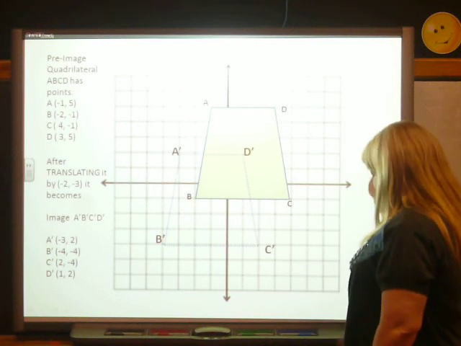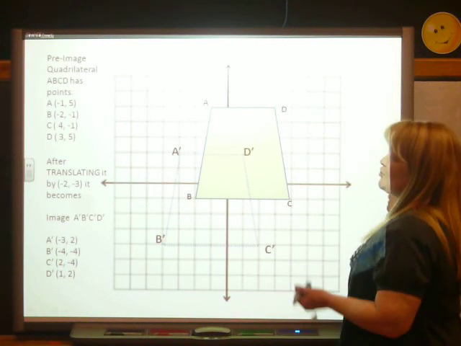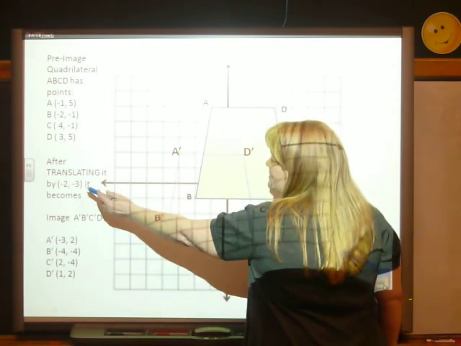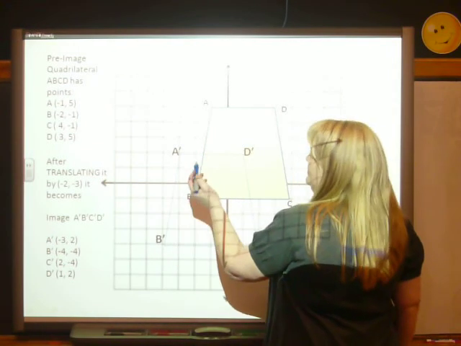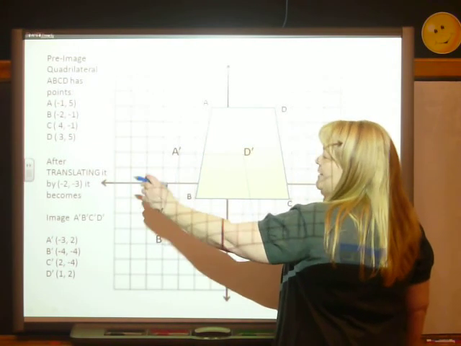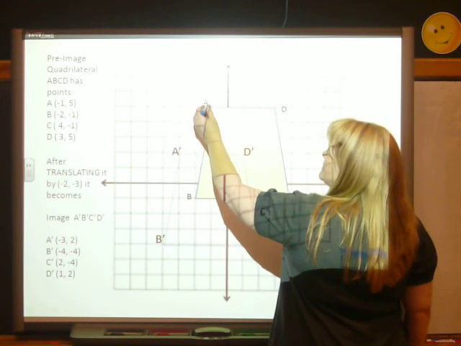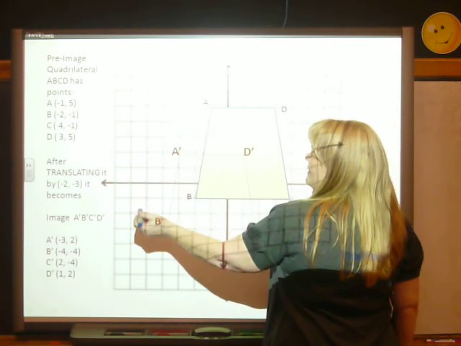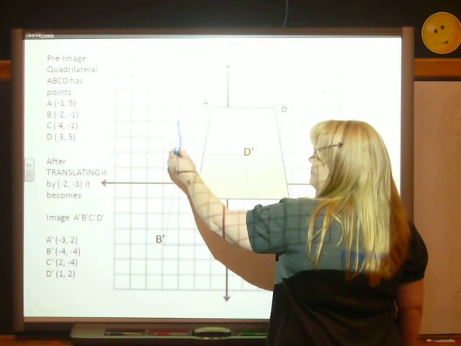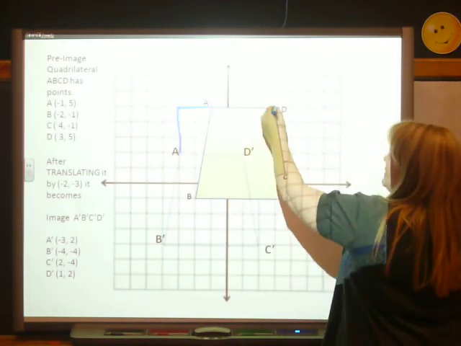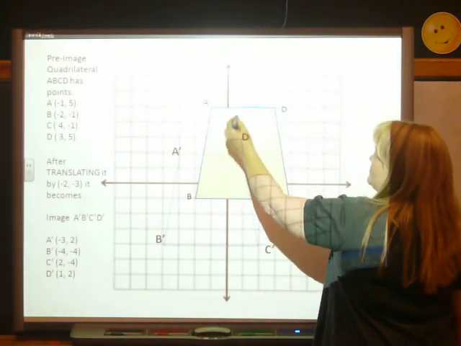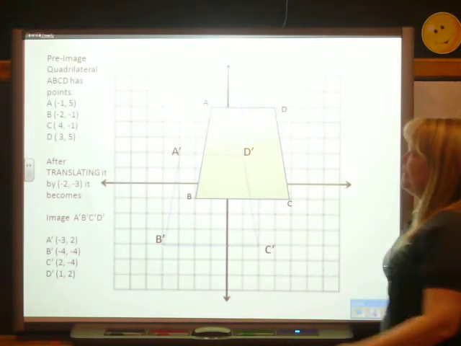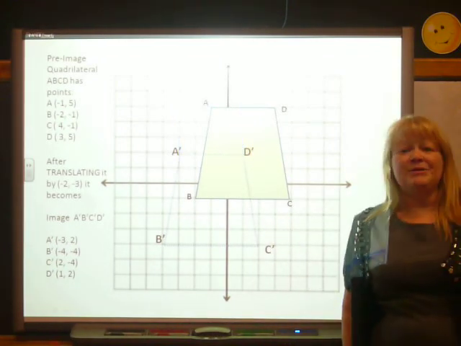I can also check by looking at a couple of points. I'm going to be going to the left 2 and dropping 3. So from this point, I went to the left 2, and then I drop 3. It works. From this point, to the left 2 and drop 3, and that puts me at my new image point.